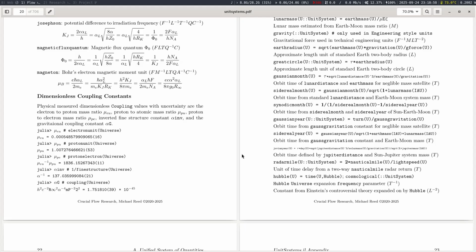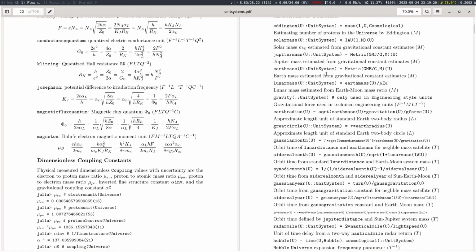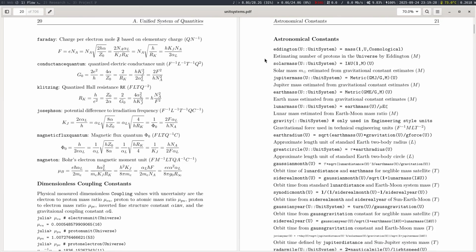So then we have the dimensionless coupling constants, physical measurements, measure dimensionless coupling values with uncertainty. Those were the electron to proton mass ratio, the proton to atomic mass ratio, the proton to electron mass ratio, the inverted fine structure constant, and the gravitational coupling constant. These are just an example of evaluating those. And there were many astronomical constants that I included as well.